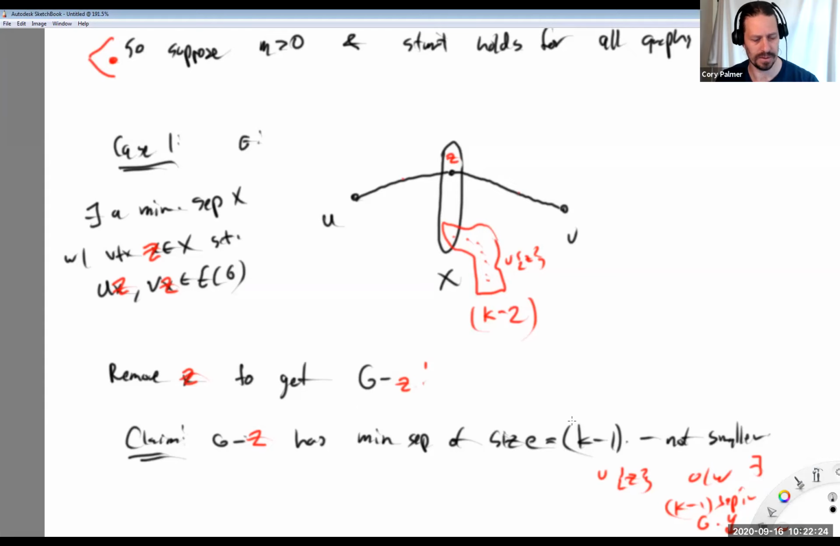That's not clear. Okay, someone tell me why my minimum separator in G minus Z is not bigger. So it's not size K as well.